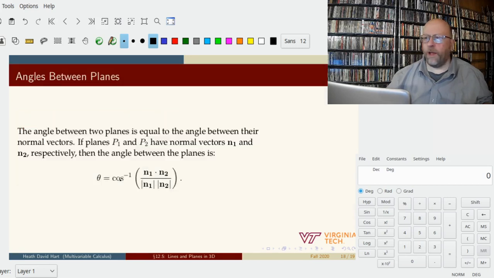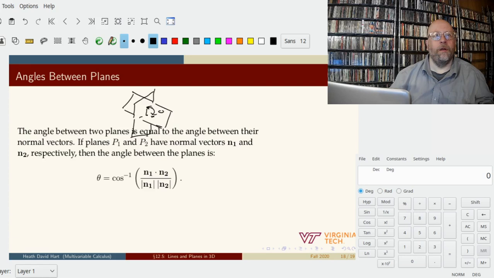One more topic and we're going to wrap up. If I have two planes, and again, this is the thing that's hard for me to draw. It's one of many things that's hard for me to draw. I want to find the angle between those two planes. Well, the angle between the two planes is the same as the angle between the normal vectors on the planes.